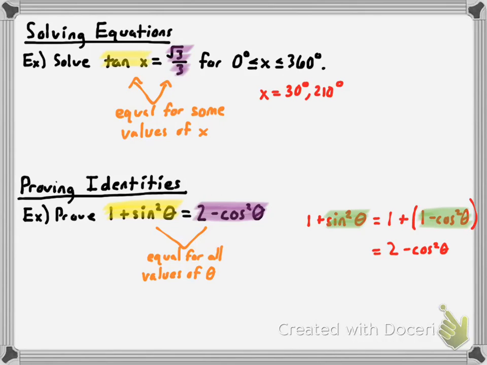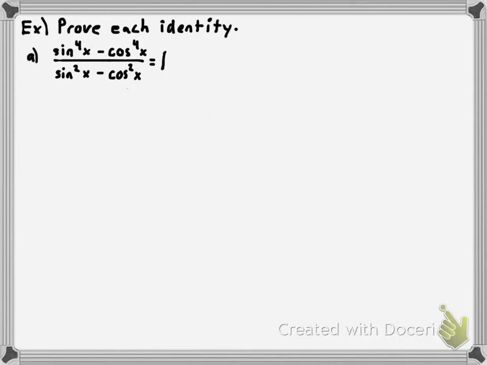So proving an identity is proving that two expressions are equal to one another regardless of the values of the variables that you might plug in. Now let's go through and do some examples together, a few more.